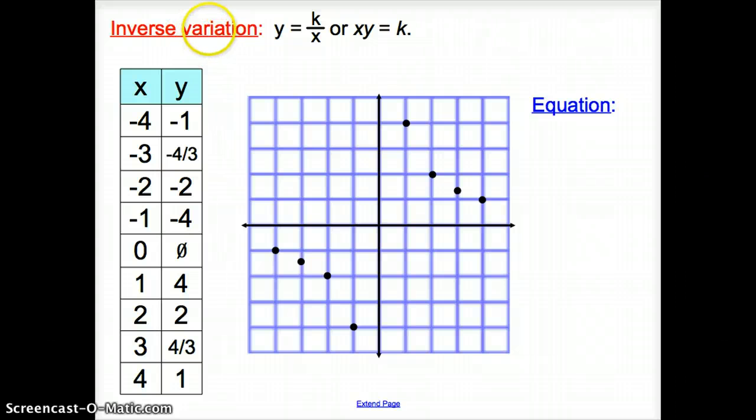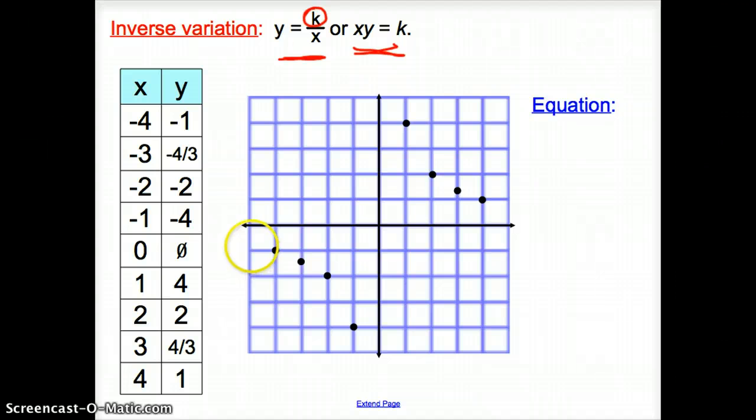Now we have inverse variation, where y equals k over x. Or you could also have x times y equals k. Important part to notice here, that k is being divided by x, or a number is going to be divided by x, or x times y will equal a number. Let's take a look at our table. So our dots are already laid out for us, because I didn't want to draw all these dots for you. But now we have -4, 1, we're represented by this point, -3, -4 thirds, -2, -2, -1, -4.